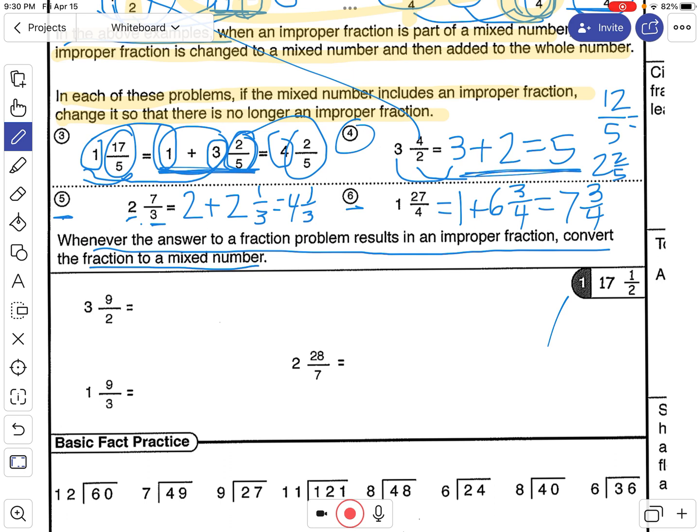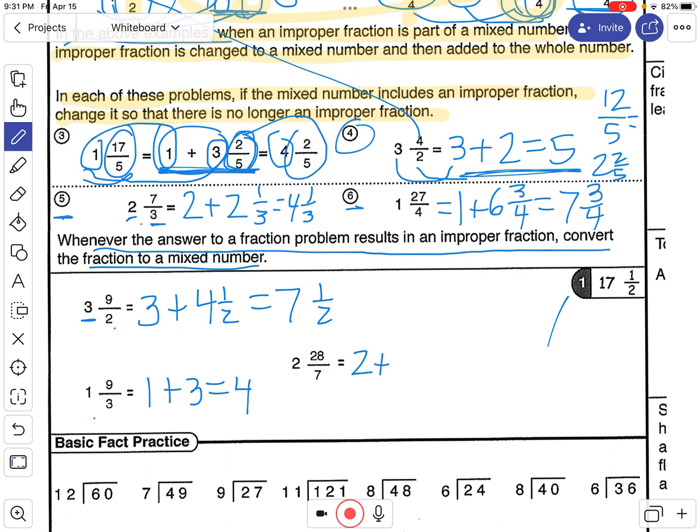All right, here we go. You should have already solved the problem. Copy the 3. Did you do that? Plus 9 halves is equal to 4 1/2. How'd I get that? Because 8 halves is equal to 4, and then you have 1/2 left over, 4 1/2. And 3 plus 4 1/2 is 7 1/2. 1 9/3 is equal to 1 plus 3, because 9/3 is equal to 3. 3/3, 6/3, 9/3. That's 3 wholes. 1 plus 3 is equal to 4. And then over here, we're going to write 2.